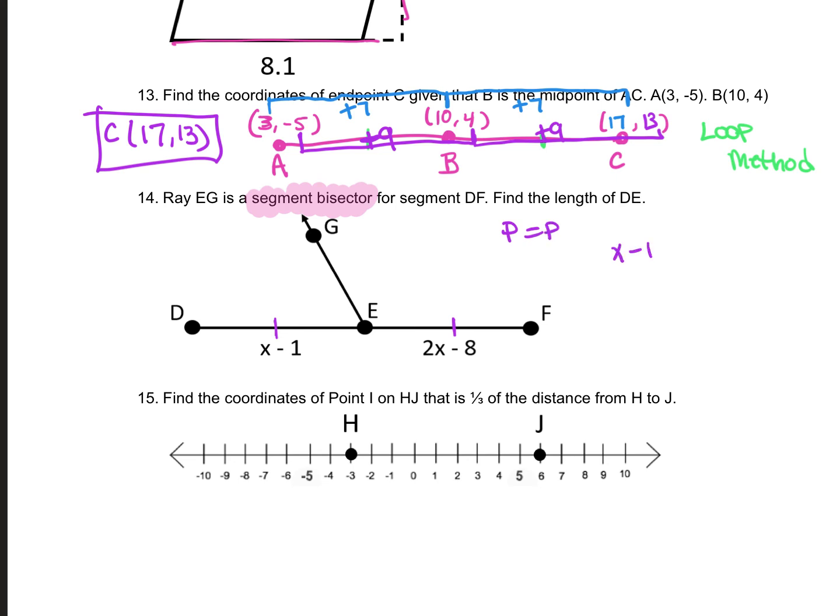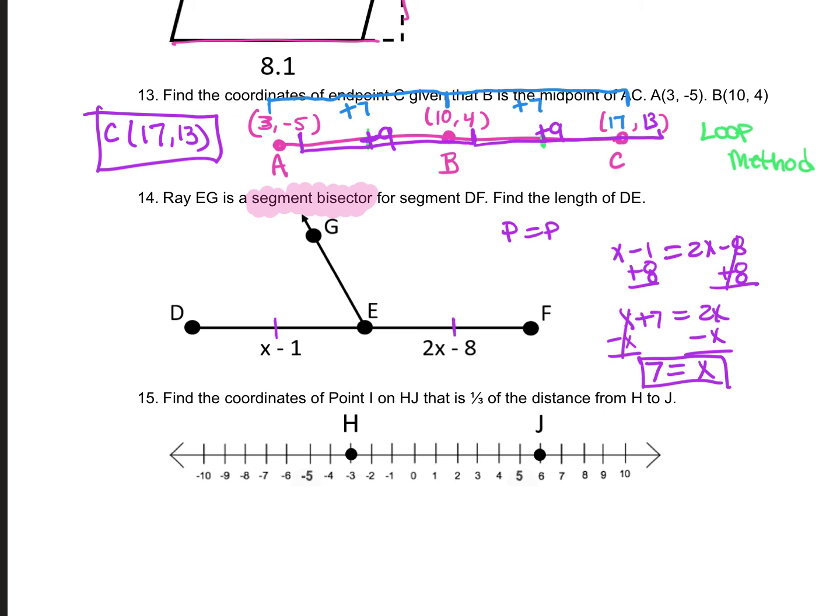And so I get x minus 1 equals 2x minus 8. And then I start manipulating this equation to solve. I'm going to add 8 to both sides to cancel out over here. I am left with x plus 7 equals 2x. I'm going to subtract x. So I am left with x equals 7.